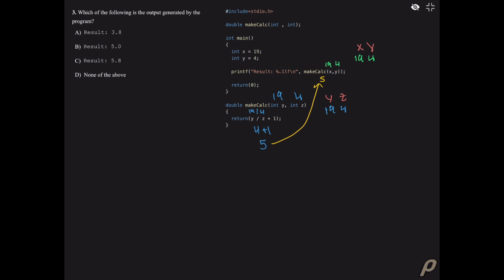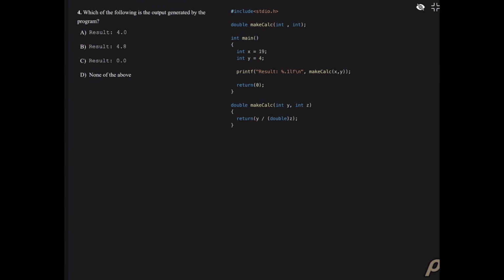Oh, one important thing to note, since this is a double, we're returning a double. This is 5.000, however many zeros you want to consider there. So this is not just 5, it's technically a double as well. And since we're printing the double and we see that it's just a 0.1, so we're just printing 1 decimal point, that means our answer is going to be B, which is the result, and it's the result of this 5.0. Moving on to the next question.